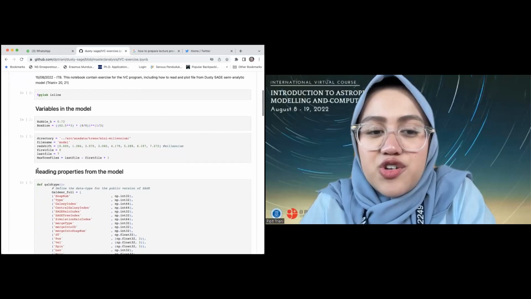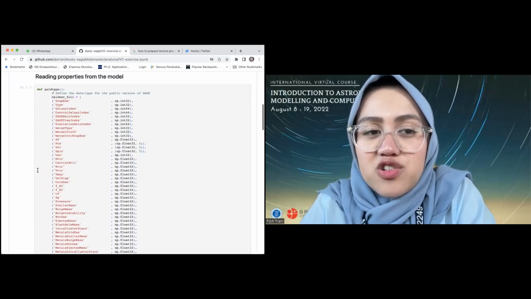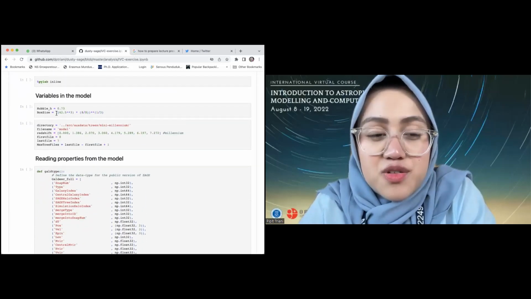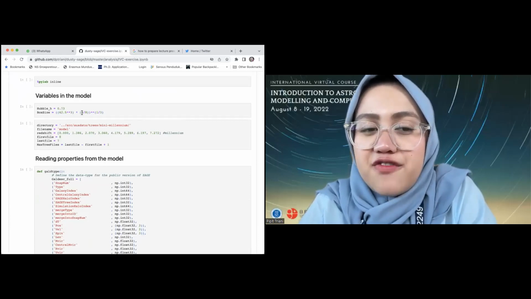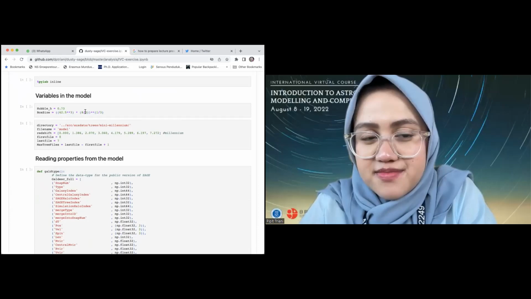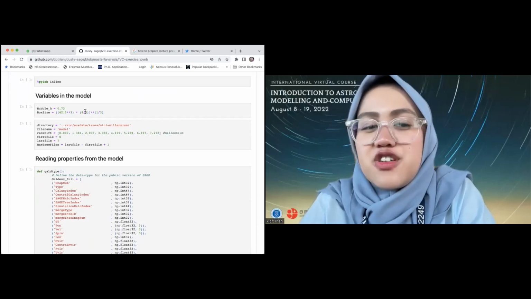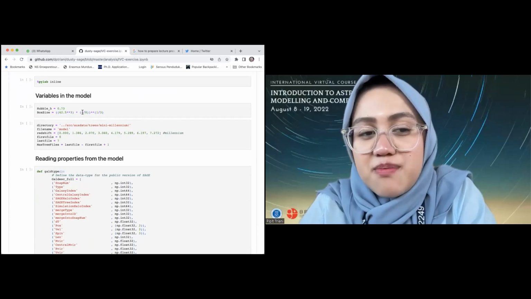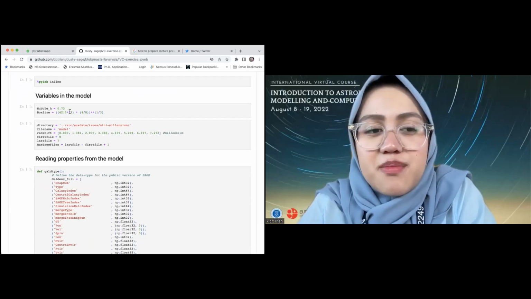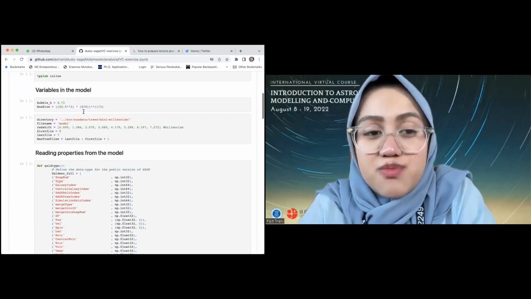This is how you read properties from the model. The box size here is 62.5 megaparsec if you use all of the files. So if you use files 0 to 7 that is the full box; if you use only 2, then put 2 here. Then it will compute the corresponding box size.